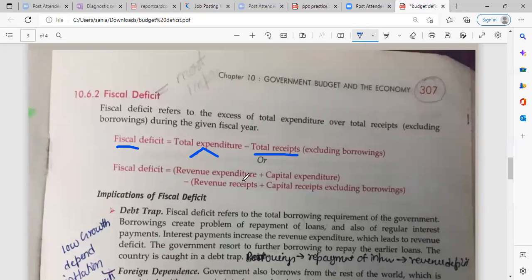Okay, so if you want, you can write this, because in the exam hall, maybe instead of giving total expenditure, they can give you a different value for revenue expenditure and a different value for capital expenditure, and the same with receipts. So just write this. This is the expanded one. Okay, just write it down quickly.